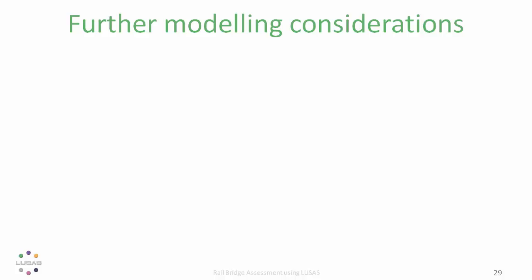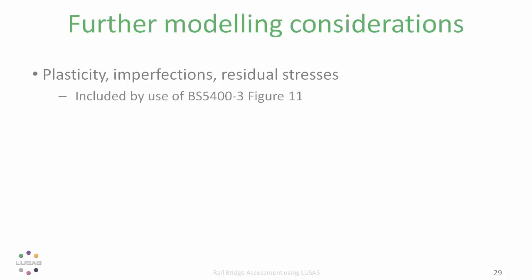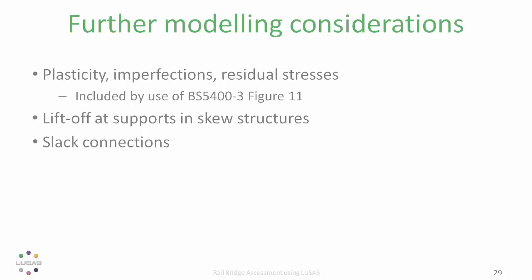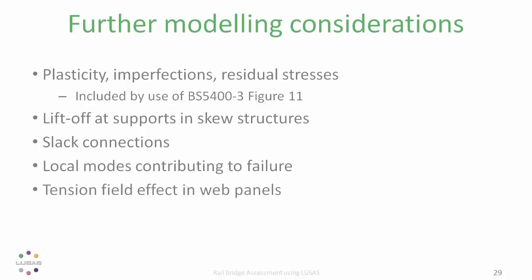Our eigenvalue analysis also did not include material plasticity, imperfections, or residual stresses. However, we used the results to find a slenderness, which we then interpreted using BS 5400 Part 3 Figure 11. In that way, we have actually incorporated those issues in our calculations, so no problem. But there are some issues which are not handled either by the eigenvalue analysis or by the manual calculation, namely liftoff, connections which have some wobble to take up before becoming effective, the effect of local buckling modes which might exacerbate a global failure mode, post-buckling strength of web panels due to tension field effects, all these sorts of things.